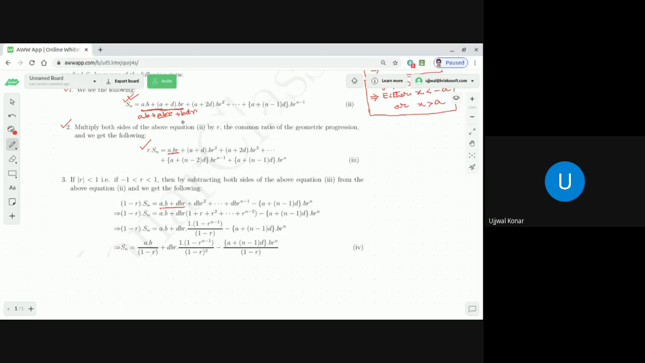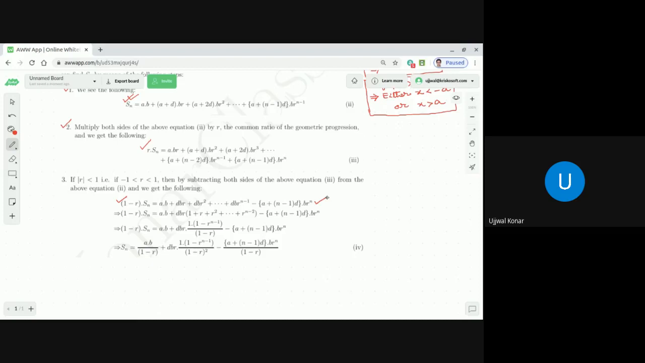Similarly, for the other terms, things get subtracted, and we'll get something like dBr square, up to dBr to the power n minus 1. Are you getting my point, all of you? So if you subtract both sides of equation 3 from equation 2, you are going to get 1 minus r into Sn is equal to AB plus dBr square up to dBr to the power n minus 1, minus A plus n minus 1 into d into Br to the power n. If you want some time to understand this line, you can open your notebook, write equation 2, write equation 3, subtract equation 3 from equation 2, and you will get this expression, dear students.